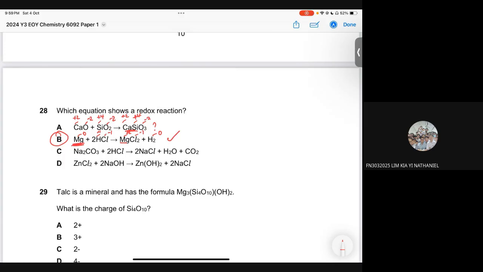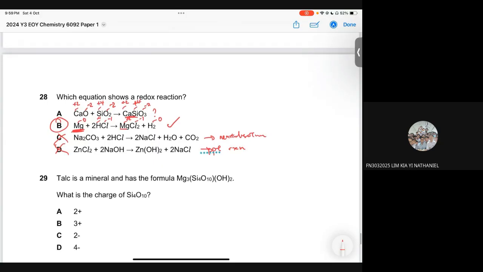Okay, the other two, you can go and do your oxidation state. You realize that there's no change in any of this. A few things to note. This one is actually a neutralization reaction. Okay, this one here is a precipitation reaction. That's why I mentioned to you, these two are not redox reactions, therefore C and D are out. Okay, A is the only odd one out. But A you can also decipher because CaO is actually a basic oxide. SiO2 is actually an acidic oxide. So you realize this is similar to a neutralization reaction as well, because I have a basic oxide reacting with an acidic oxide.